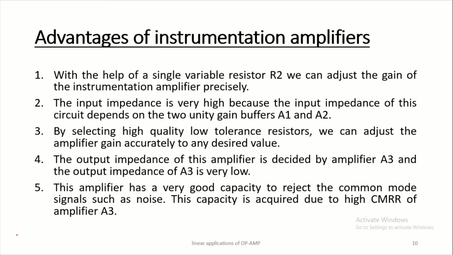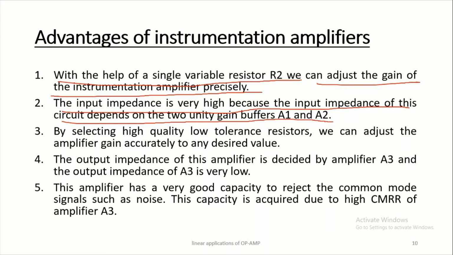Now, advantages of the instrumentation amplifier. With the help of a single variable resistance R2, we can adjust the gain of the instrumentation amplifier precisely. Only by changing the resistance value, we can change the gain easily. The input impedance is very high because the input impedance of this circuit depends on the two unity gain buffers A1 and A2. By selecting a high quality low tolerance resistance, we can adjust the amplifier gain accurately to any desired value.